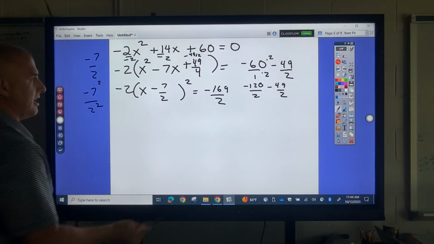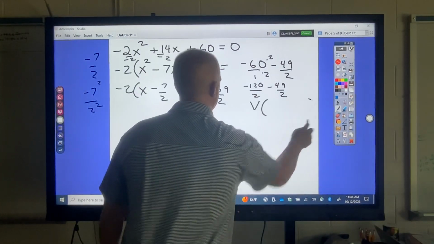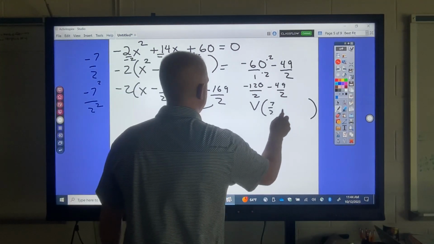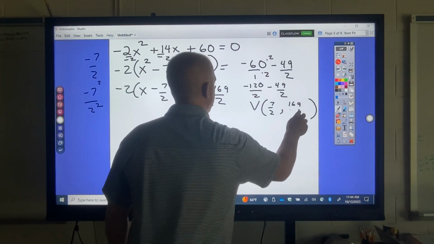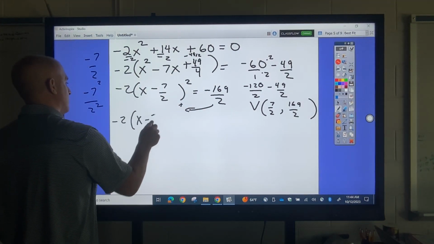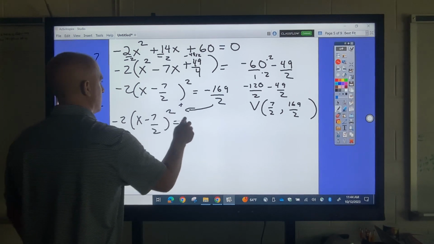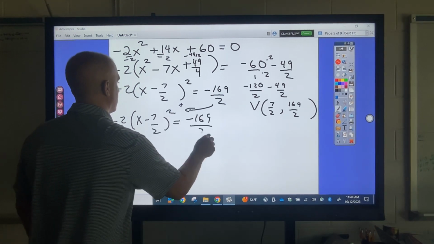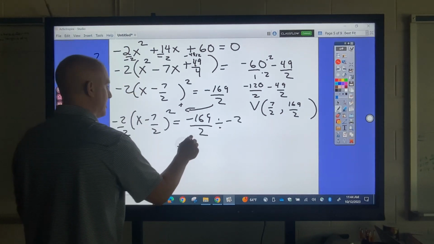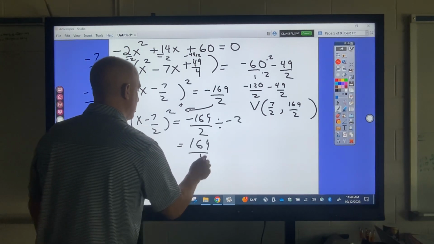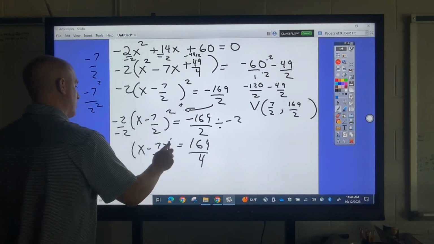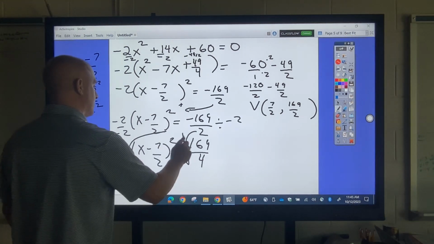If I'm doing the vertex, I would move that back so it would become positive. If I solve the inside, it's 7 over 2, and that's 169 over 2. Okay, I'm going to solve. I would divide by negative 2, divide by negative 2. That turns that into 169 over 4, with x minus 7 halves squared. Take the square root, plus or minus.